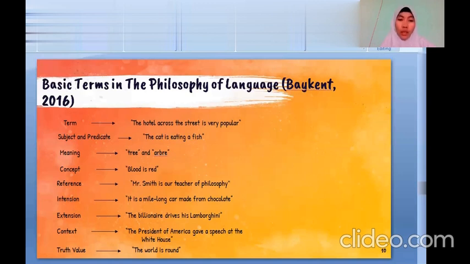The third one is about meaning. Meaning is what we comprehend when we hear or read a word or a sentence. When the variety of a language is considered, it is recognized that the same meaning is conveyed through the use of different words or sentences. For example, free and arbitrary. Based on the example, free and arbitrary have the same meaning, but they are conveyed in different words or in different forms.